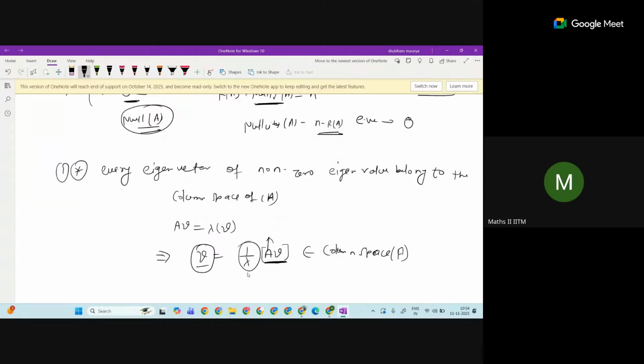Some questions could be asked option-wise, like: does the eigenvector belong to the null space, row space, or column space? You can easily choose the options if you know this, for example an eigenvector of a zero eigenvalue belongs to the null space. So these are good tricks, and questions would be asked based on them.